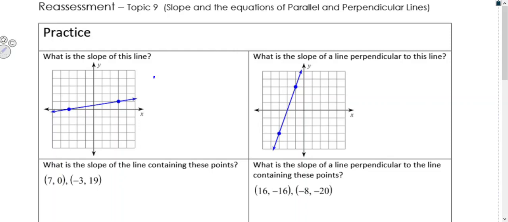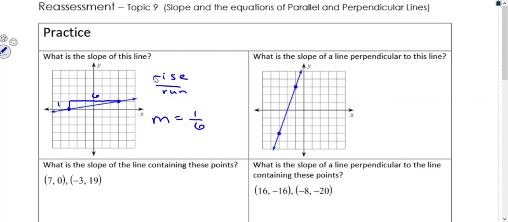We're looking for rise over run. So we count how many up we went, which was 1, and over 1, 2, 3, 4, 5, 6. Because we went up 1 and over 6, our slope is 1 over 6. We do usually keep slope as a fraction, so you do not need to turn that into a decimal.